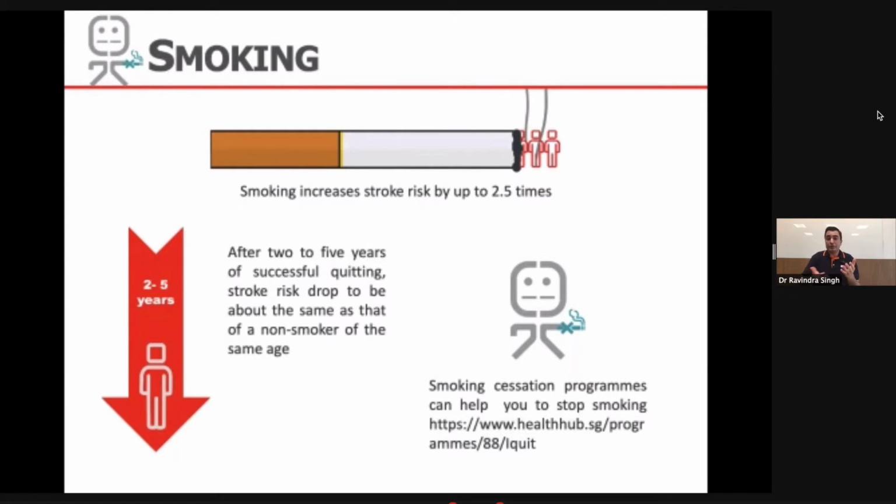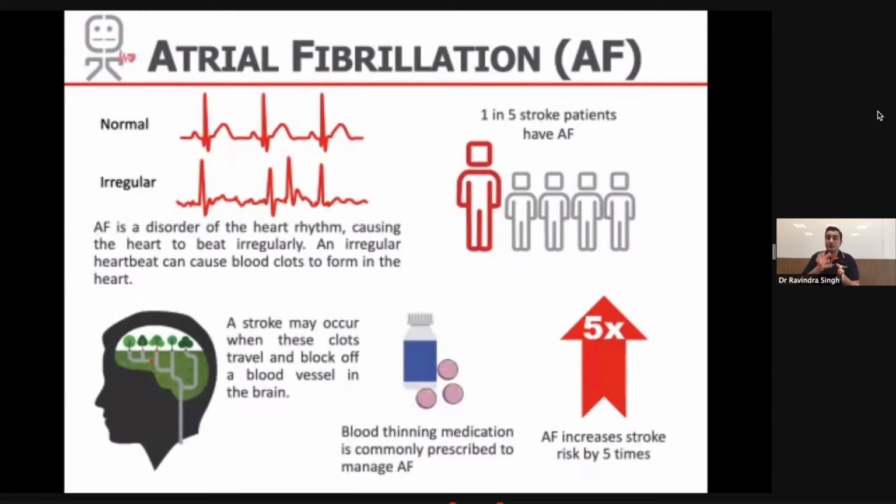So you understand, when you quit, it's not only for months or 6 months. You have to quit for at least 2 to 5 years. Then only your risk comes to the same level as a non-smoker. If somebody is interested in a quitting program, they can follow this website here, www.healthhub.sg, and we can talk about it more later.